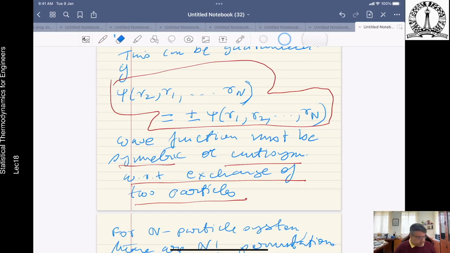So we finish our lecture on the uncertainty principle and symmetric and anti-symmetric wave functions. Next class we are going to do Pauli's exclusion principle and a few other things in detail.